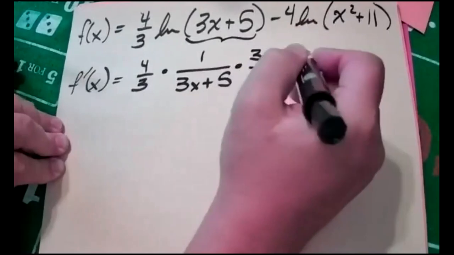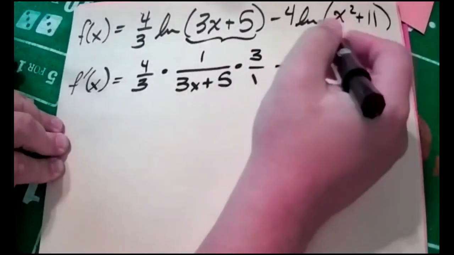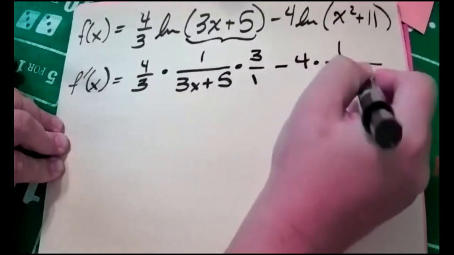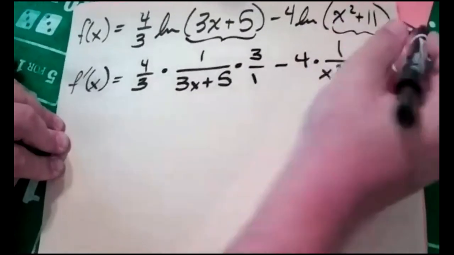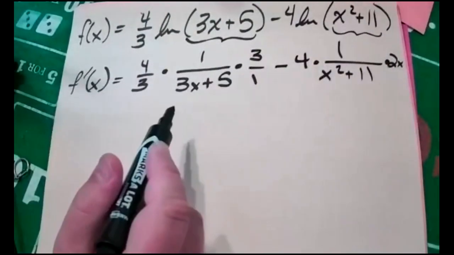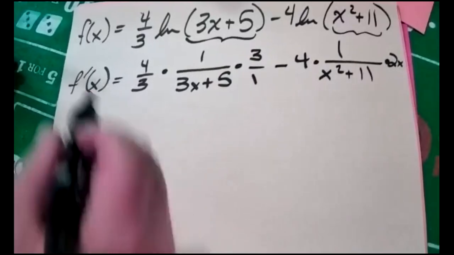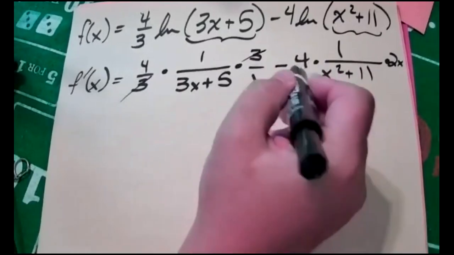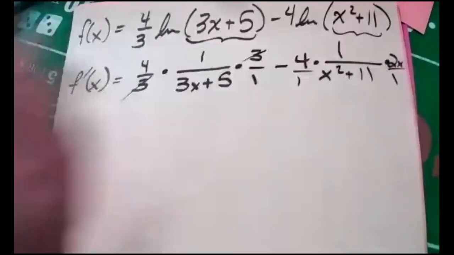The second one, again, I'll do 4 times. And now here, I'll write 1 over that. And now the derivative of what's inside is 2x. And by the way, the derivative of 11 is nothing. Okay, good. So now, are there things that we can knock out? Let's see. This 3 knocks out nicely with that 3. And that's it. Nothing else is going to knock out at all. Remember, this is a numerator for 1 underneath, and so is that.